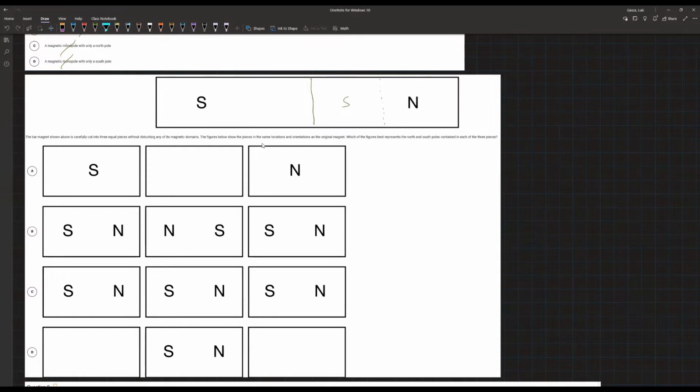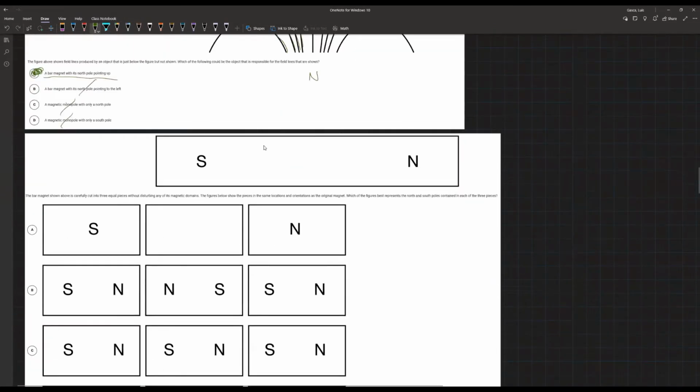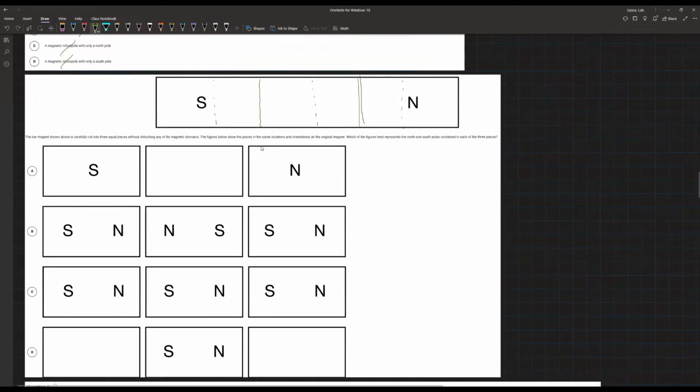But what if we cut it into 3 pieces? What would that look like? So we'll cut it into 3, and I'll do dotted lines to separate the poles. But each solid line is a cut in our magnet. So what we find out is that we have a conservation of field, if you will. So our best answer choice is going to be C.